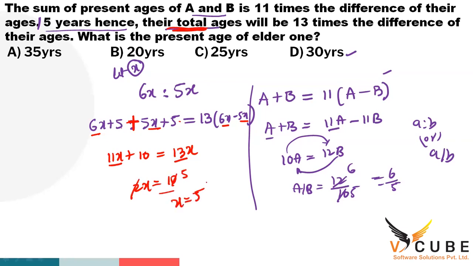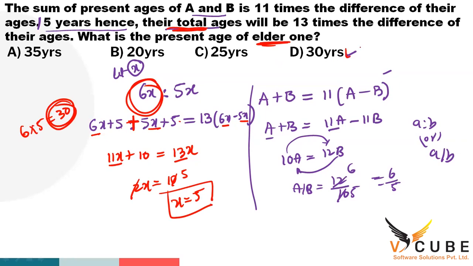X is equal to how many years, guys? 5 years. Find out the elder one. Elder one means 6x here. 6 into 5, 6 5s are 30 years. That's why option 4 is the right answer. Is it clear, guys, all of you?